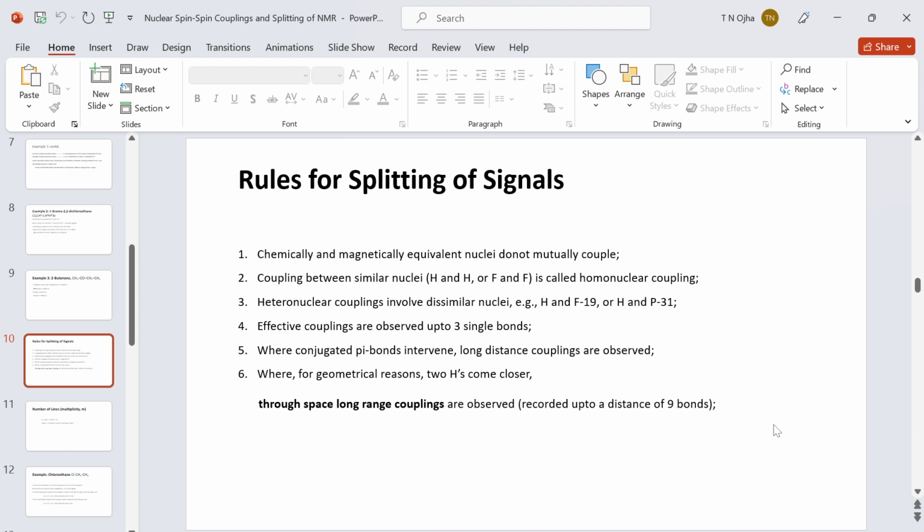Effective couplings are observed up to 3 single bonds. Where conjugated pi bonds intervene, long-range couplings are observed. But for geometrical reasons, two hydrogens may come closer. Even if their bond separation is more than 3, coupling may occur through space, as long-range couplings. Couplings beyond 9 bonds have been recorded through space couplings only.